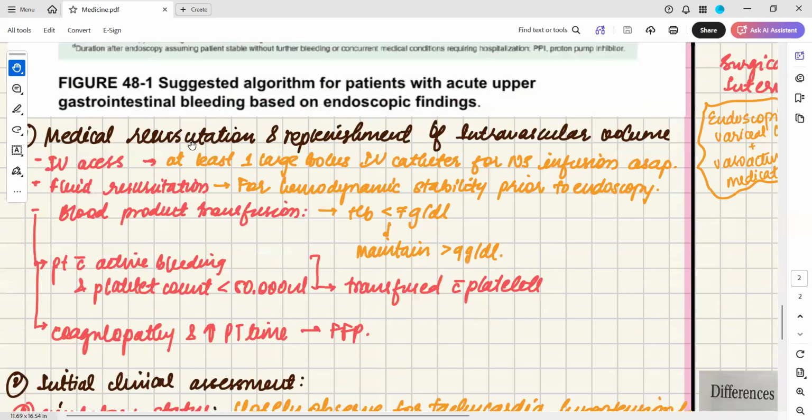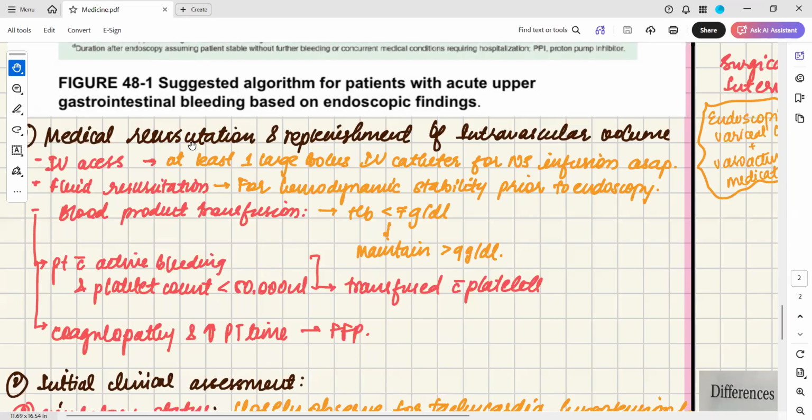Whenever a patient presents with upper GI bleed, the first thing we have to do is medical resuscitation and replenishment of intravascular volume. We have to provide IV access, fluid resuscitation, and blood products transfusion. If the HB is less than 7, we have to maintain it above 9. And if the patient is presenting with active bleeding and platelet count is less than 50,000, we have to transfuse platelets.